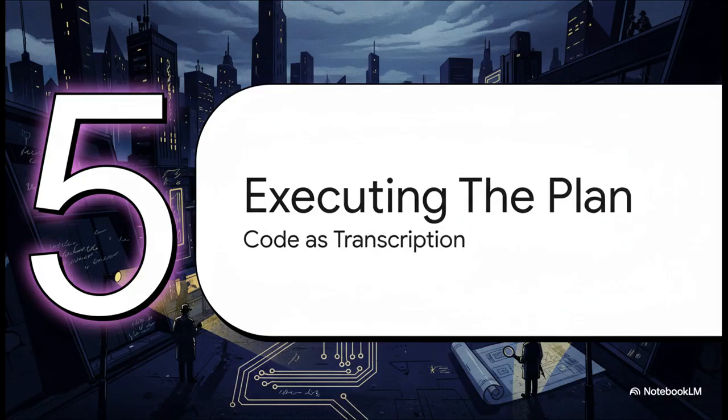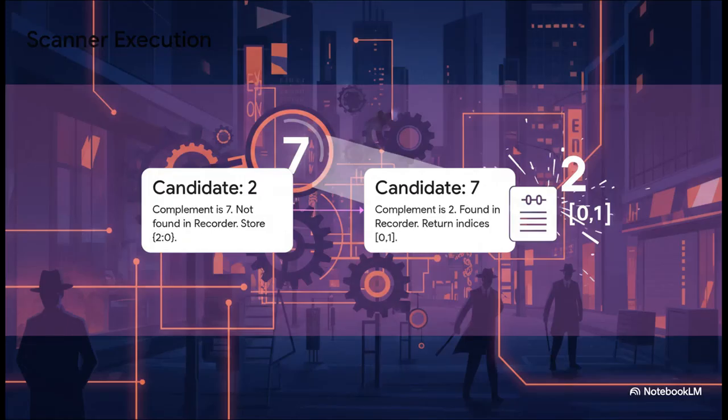Now that the case is basically solved in theory, the final step is really just a formality. Writing the code is no longer an act of discovery or guesswork. It's an act of transcription. We're simply executing a plan that we've already proven is correct. So let's watch the scanner in action. It picks up the first candidate, 2. It calculates the complement, 7. It checks the recorder, it's empty. Okay, so it stores 2 and moves on. Then it picks up 7. It calculates the complement, 2. It checks the recorder and finds a match. It returns the indices and the job is done. It's efficient, it's logical, and it was pre-validated.